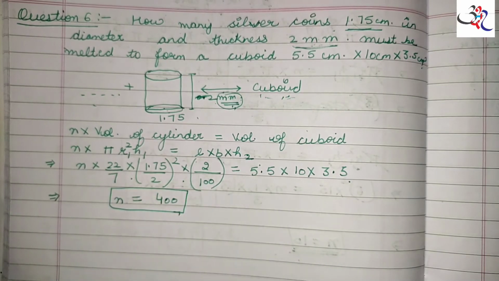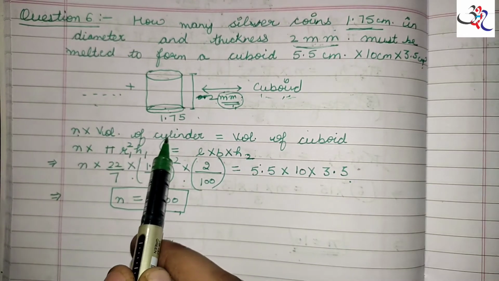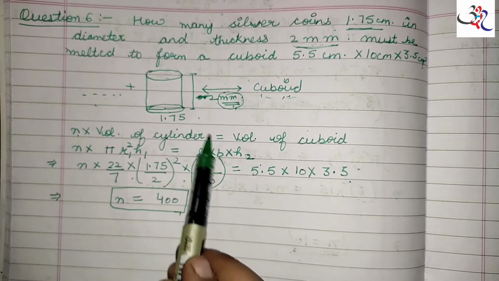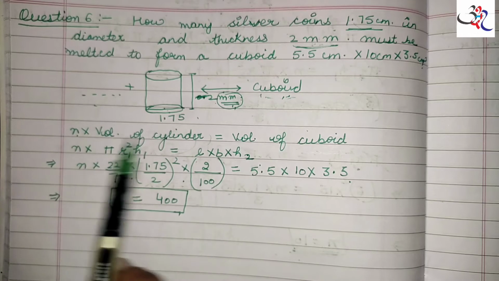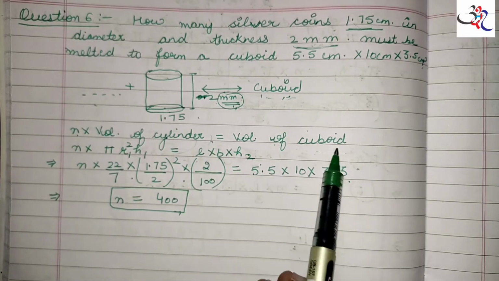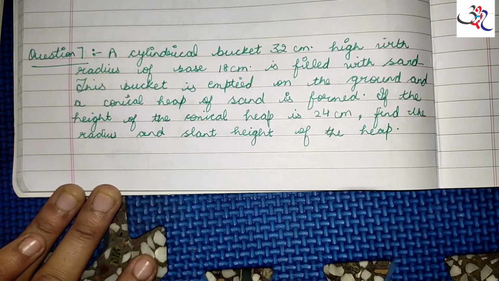So the main part is that you have to understand the statement that n number of coins are there which are in the shape of a cylinder and they are being converted to a cuboid. So we have equated the volume of cylinder with the volume of the cuboid. Okay. So moving to question number 7.